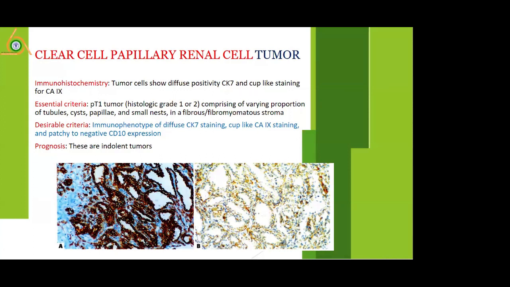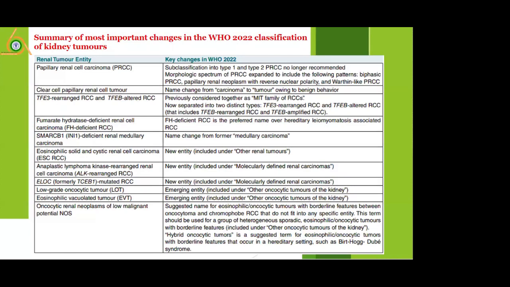And one thing you have to importantly remember is clear cell and papillae are not separate areas in this tumor. It is basically papillae which are lined by clear cells, have abluminal nuclei, show diffuse CK7 positivity and cup-like CA9 positivity. If you see this, you are more than 100% sure that you are dealing with a clear cell papillary renal cell tumor. Next slide, please. So this was the second entity. I think I've made you aware about what is updated in papillary RCC and what is the new entity, clear cell papillary renal cell tumor.